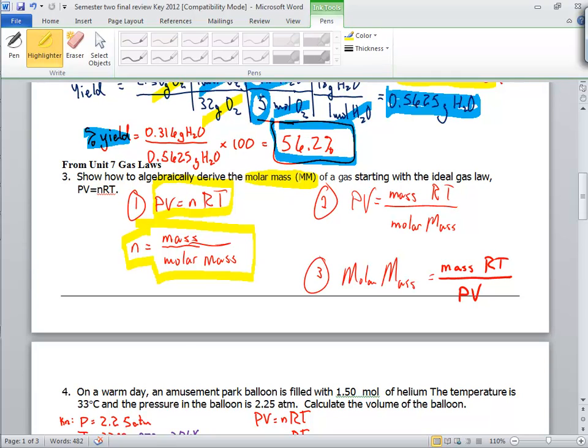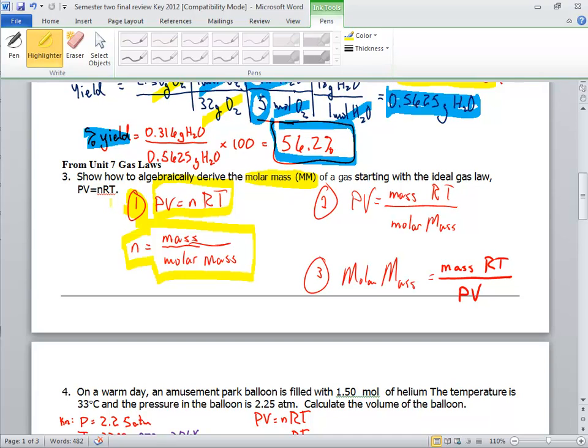And in lab, we did this with the gas in a lighter, which was butane, and we were able to find the molar mass of the butane using this formula. So the first step is simply to write down the two equations we're using: PV equals nRT, and moles equals mass divided by molar mass.